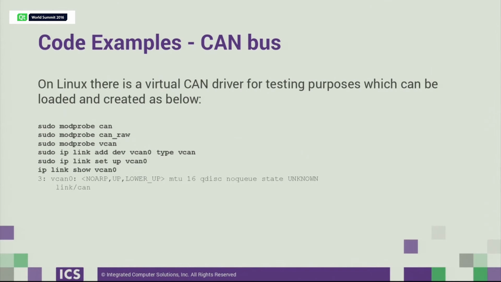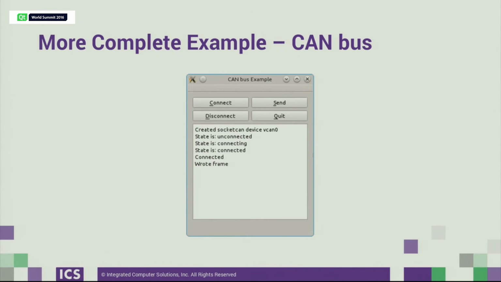So on Linux, if you don't have actual CAN bus hardware, there's a virtual CAN driver that the Linux kernel can provide, and that's quite useful. There's a kernel module you can load, and you can then create a virtual CAN bus device that you can use without requiring any real hardware. I've listed here some of the commands that you can run to set that up. That can be useful for experimenting and simulation purposes.